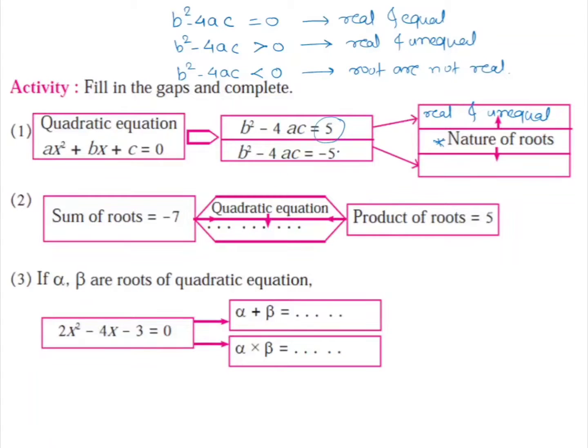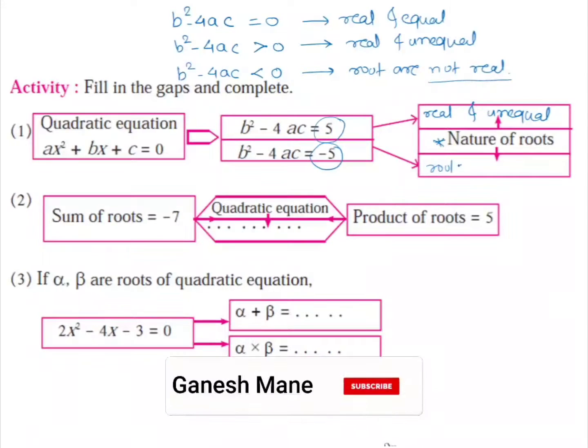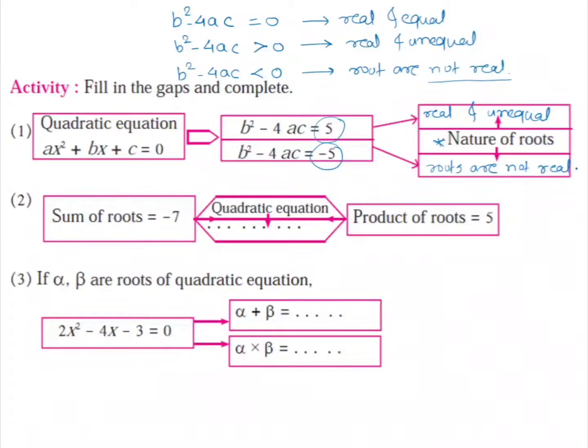And the second value we have for b square minus 4ac is minus 5, which is a negative number, that means it is less than 0, and in that case the roots are not real. So here the roots are not real. So this completes the first activity. Now in the second, the sum of roots and the product of roots are given, and from that we have to find a quadratic equation.